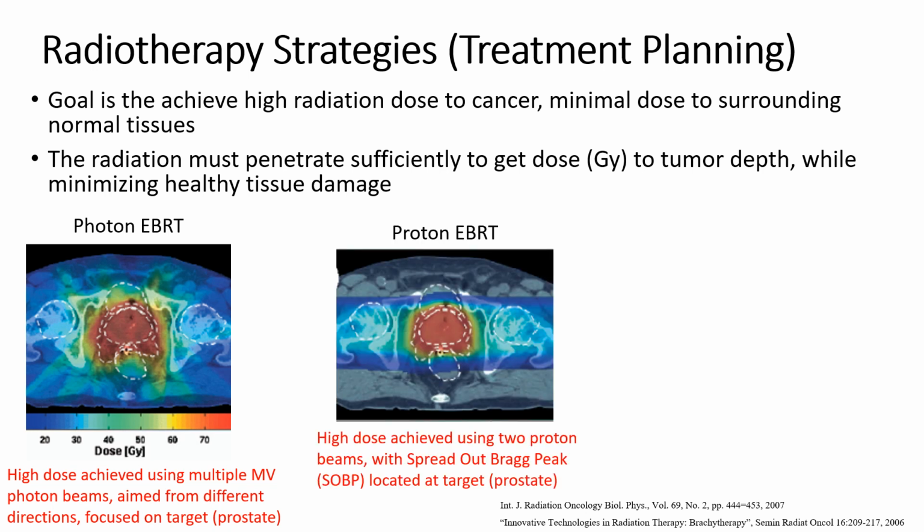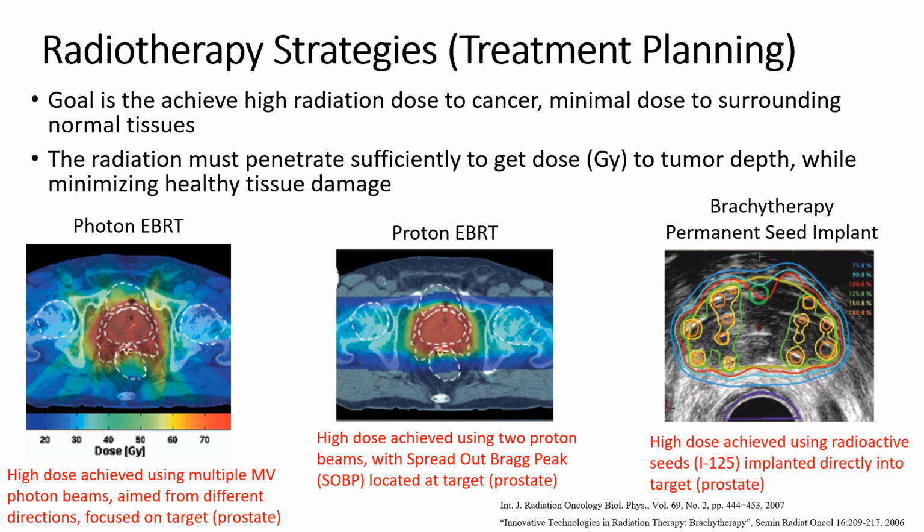The second example here is for proton external beam radiotherapy. In this case, we are achieving a high dose using two proton beams and using what's called the Bragg peak located at the target. And this Bragg peak basically is where the dose is highest near the end of the range of the proton beam. It's a unique characteristic of protons and heavy ion beams.